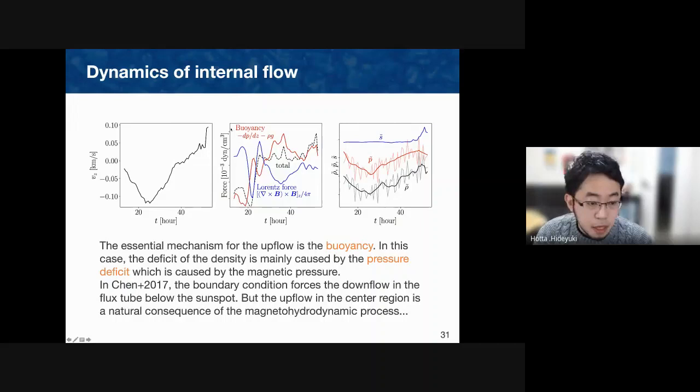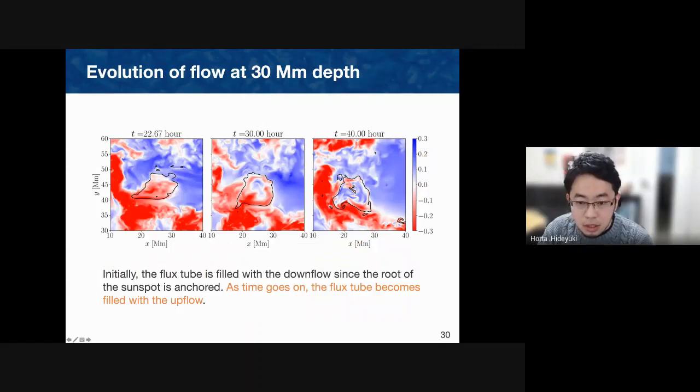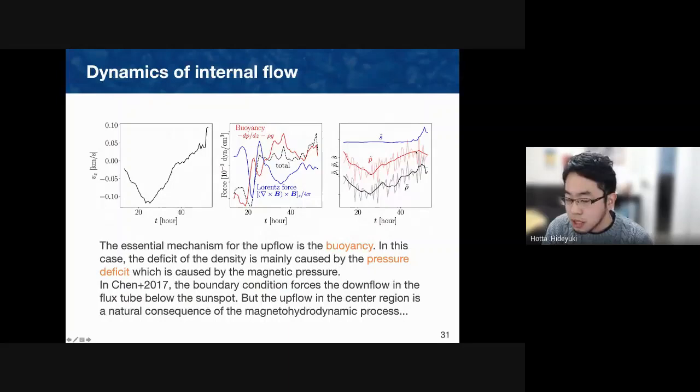So this is a temporal evolution of the vertical flow. In the beginning, the flux tube is filled with the downflow, and then it goes to the up, and around here, the upflow fills the flux tube. So this is an equation of motion. So again, buoyancy is an important factor for the upflow. So we evaluate the S tilde and the P tilde and the rho. Okay. So in this case, this is different from the previous case. So this upflow is caused by the small density, and this small density is caused by the small gas pressure. This is caused by the strong magnetic field in the flux tube region.